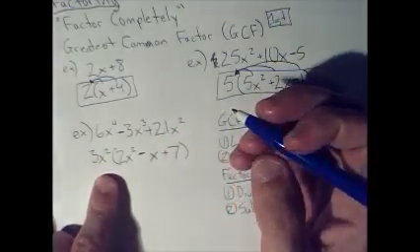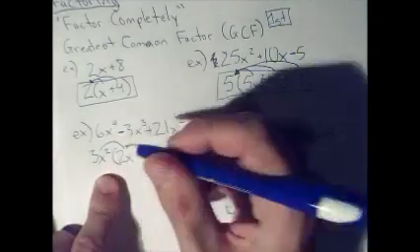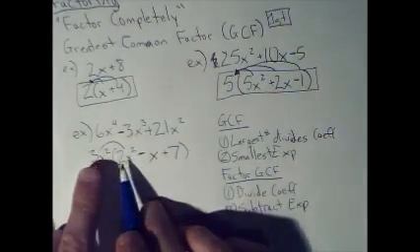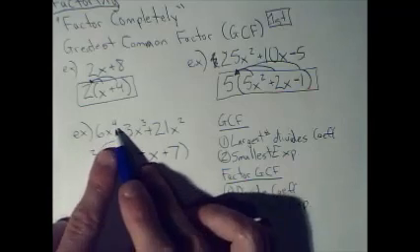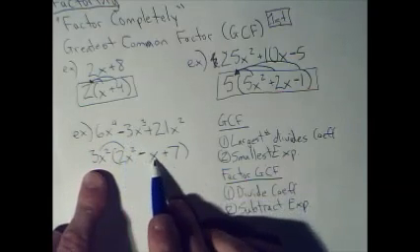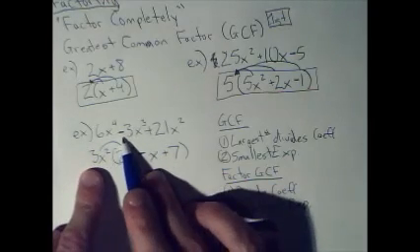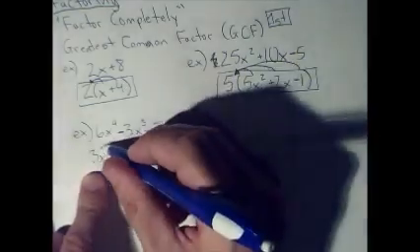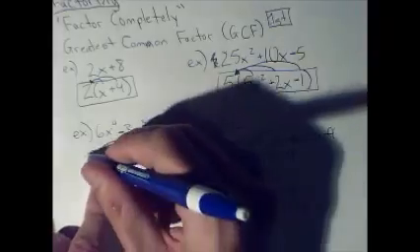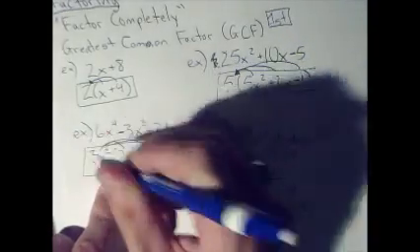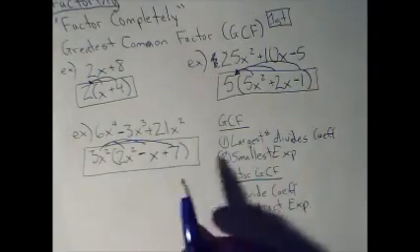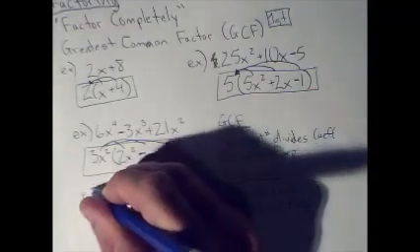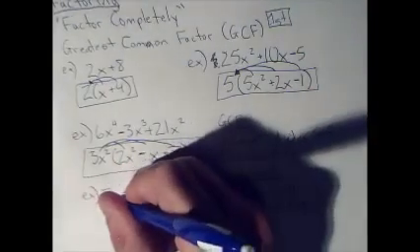To check myself, distribute this back out. 3x squared times 2x squared, multiply my coefficient, 6, add my exponents, 4. 3x squared times negative x, positive times negative is a negative, 3x cubed. 3x squared times 7, 21x squared. Here's the factored form. And stay in the habit of distributing. Just check yourself. You can know whether it's right or wrong before you even submit the answer.